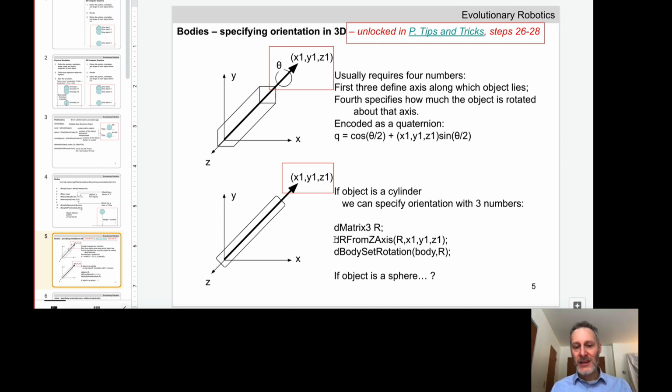So in ODE, there was a function called set rotation, where that rotation was to rotate the object or place it along this axis here. If an object is a sphere, we don't need to bother specifying its orientation at all, because no matter what that orientation is, it always looks the same. Again, specifying the 3D orientation of an object in space is hidden from you at the moment.